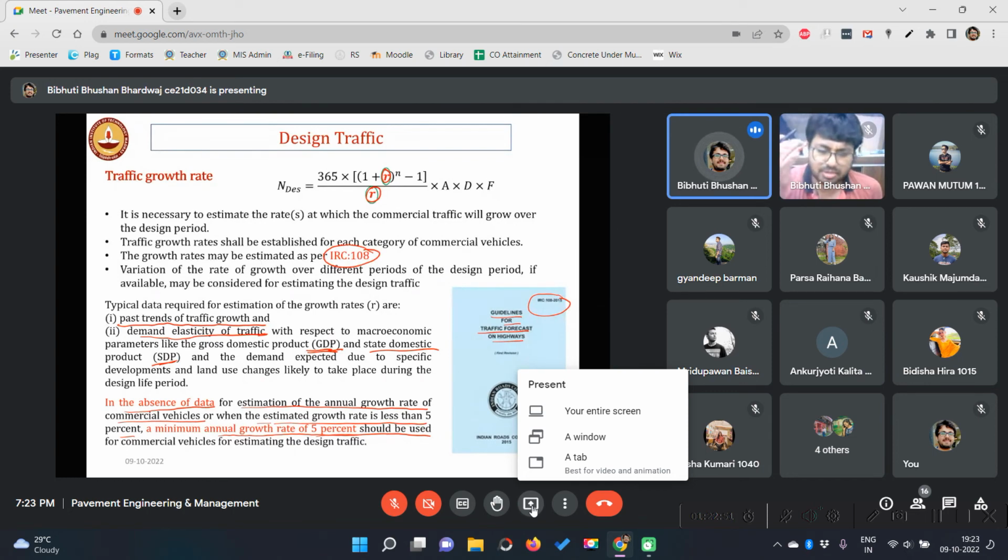So generally you take 6%, 6.5%, 7%, like that. So it's also very simple. But remember, when you are using R in the formula, you should not write 6.5, you have to write 1.065, like that. Okay, now you will have all the data and ultimately you can design the pavement.